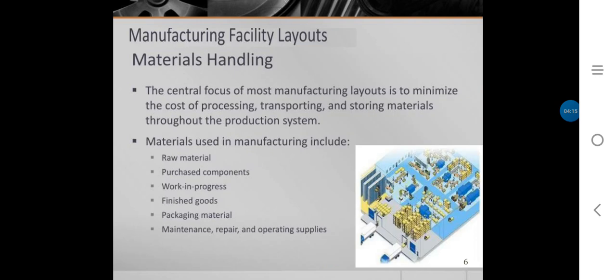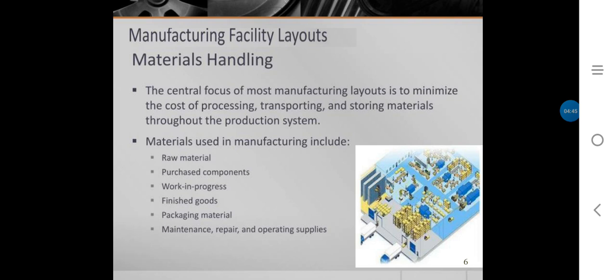In this lesson we are focusing on two types of facility layout decisions: manufacturing facility layouts and service facility layouts. On the manufacturing side, we will discuss five types of facility layout forms. Before we discuss these, we focus on material handling, because material handling is a basic component, or a basic hub point, in manufacturing facility layouts.